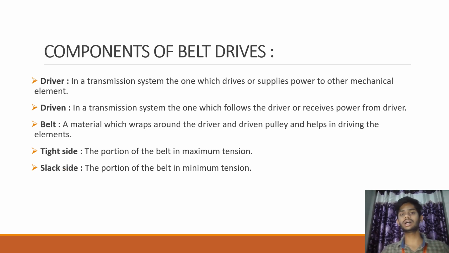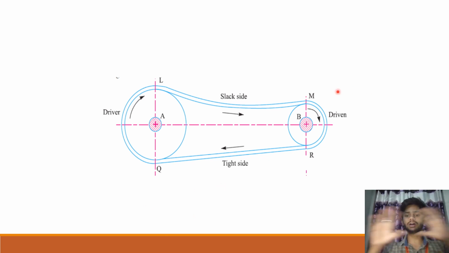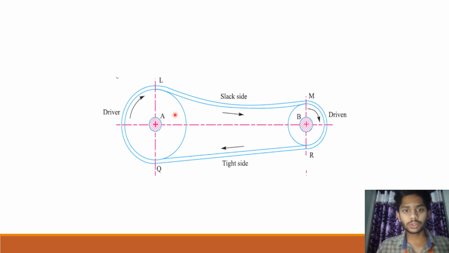So let's see the components of the belt drive through a picture. Here is a picture where you can see all the components of the belt drives. So this is the driver. What is meant by driver? Driver is a component which produces power for the other mechanical components in the transmission system. So this is the driver. This produces the power for all the components of the machine.